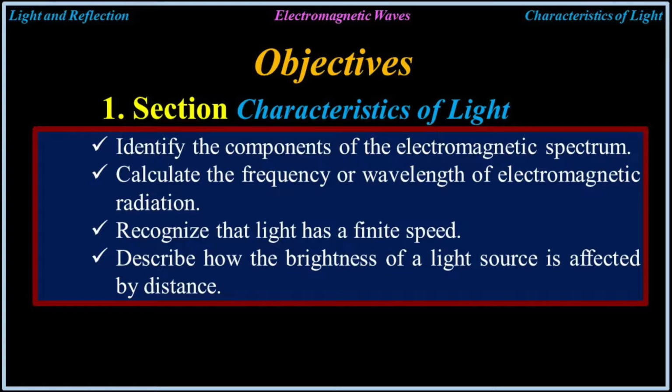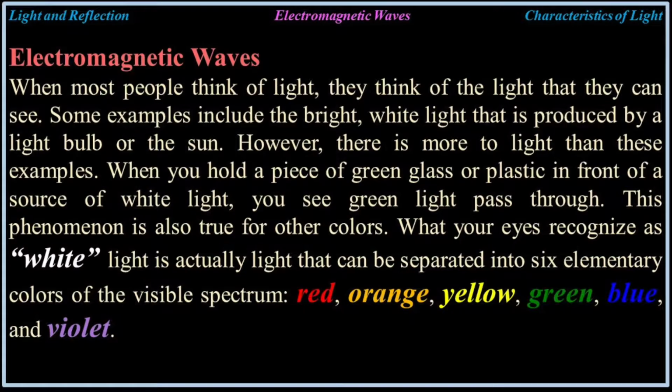Section 1, Characteristics of Light. 4 objectives. 1, identify the components of the electromagnetic radiation spectrum. 2, calculate the frequency or wavelength of electromagnetic radiation. 3, recognize that light has a finite speed. Last, 4, describe how the brightness of a light source is affected by distance.